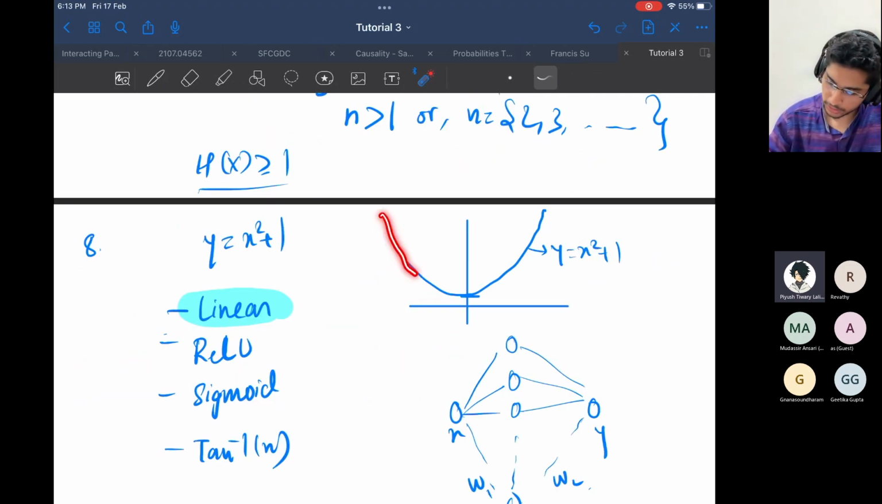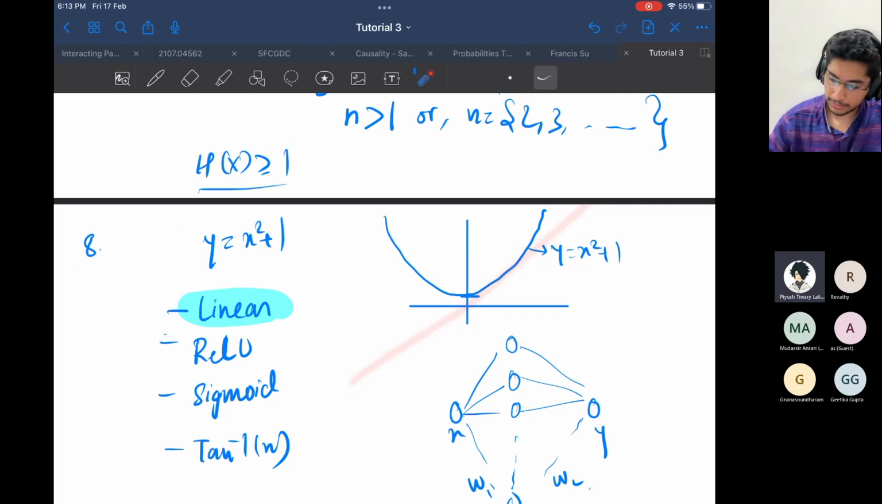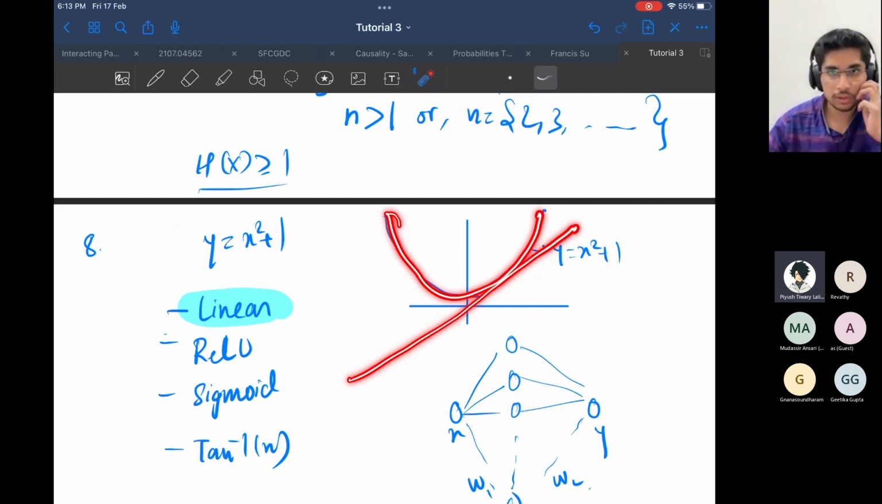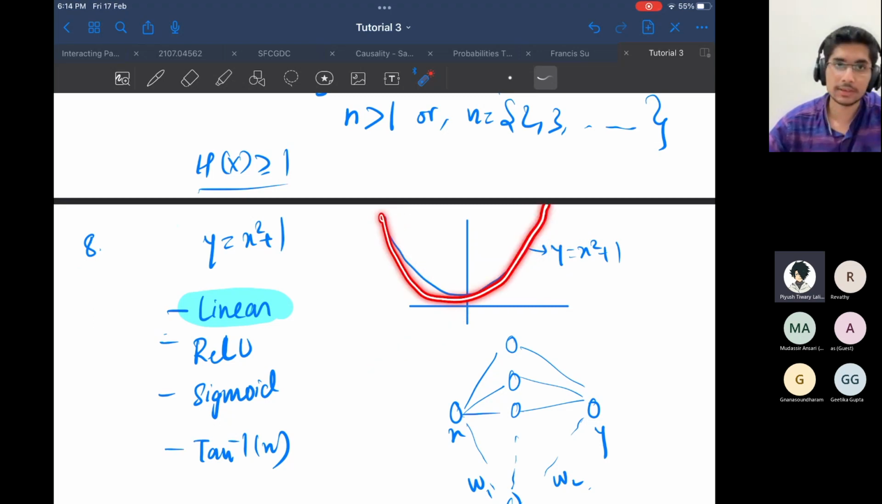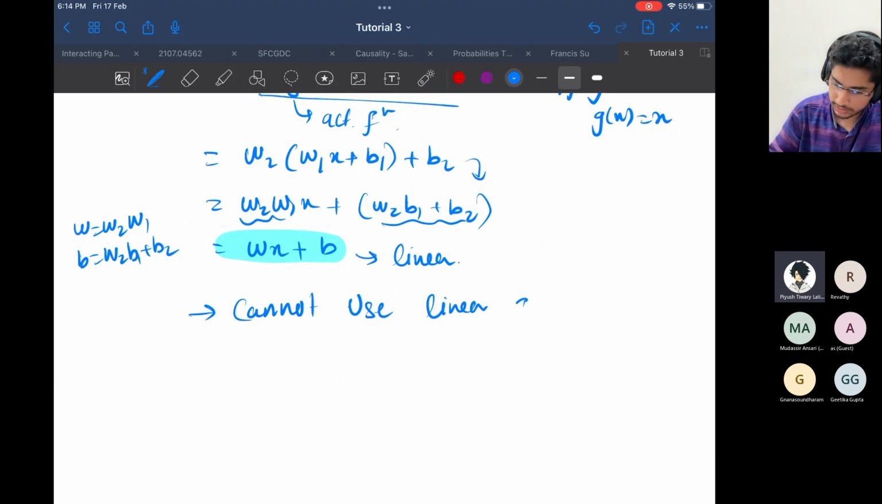The function that I want to approximate is quadratic. It is not linear. However, the function that I am approximating it with is linear. Do you see the problem? I am trying to approximate a quadratic function with a linear function. Will I ever be able to approximate it? Well, no. I cannot approximate a quadratic function with a linear function. It is not possible at all. So we cannot use a linear activation.